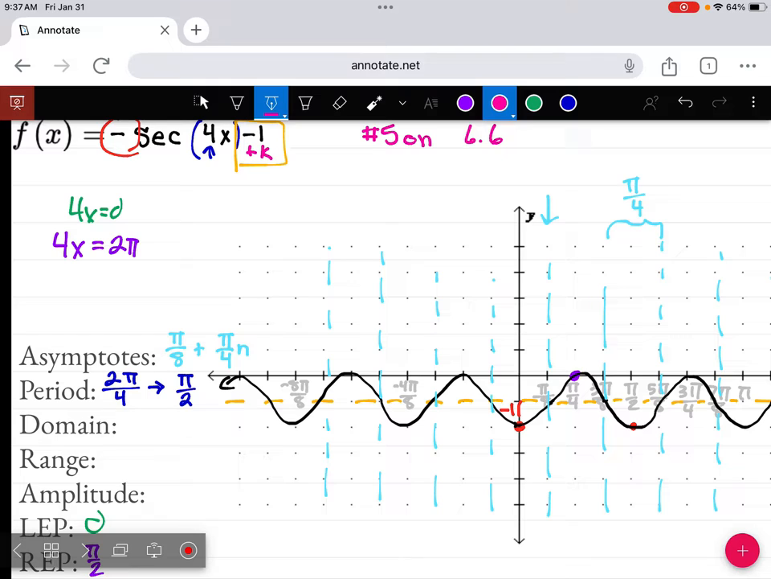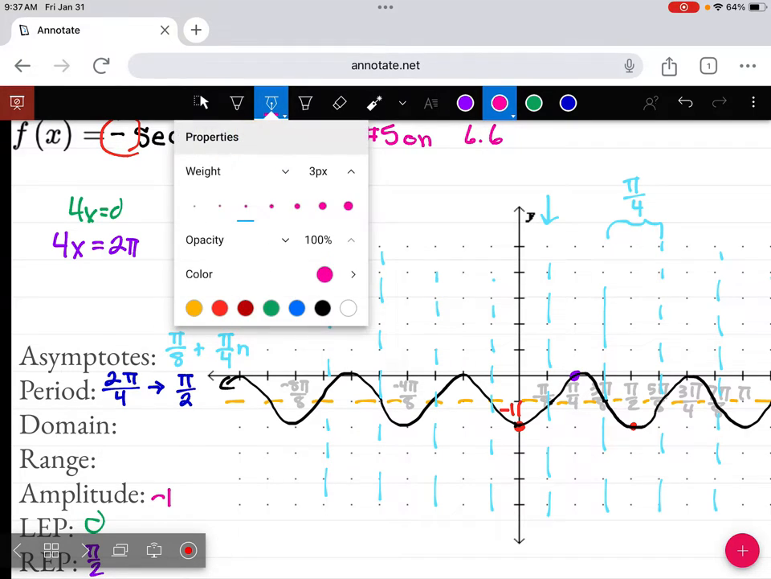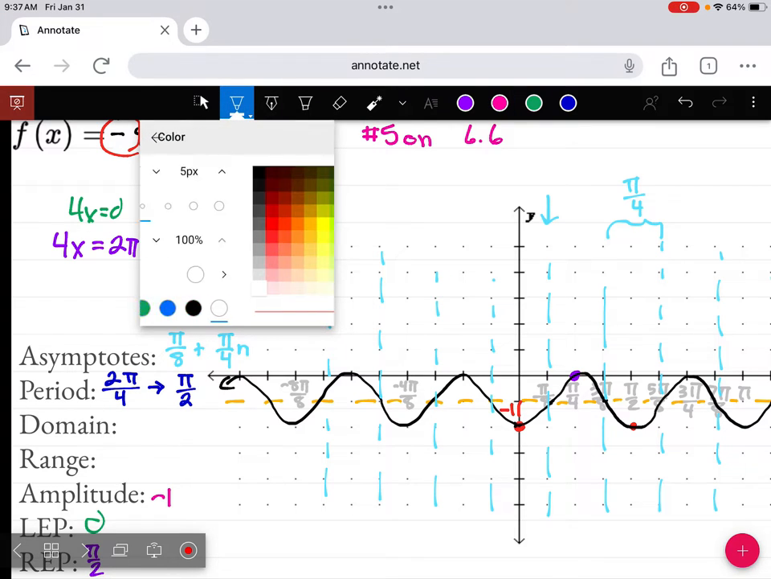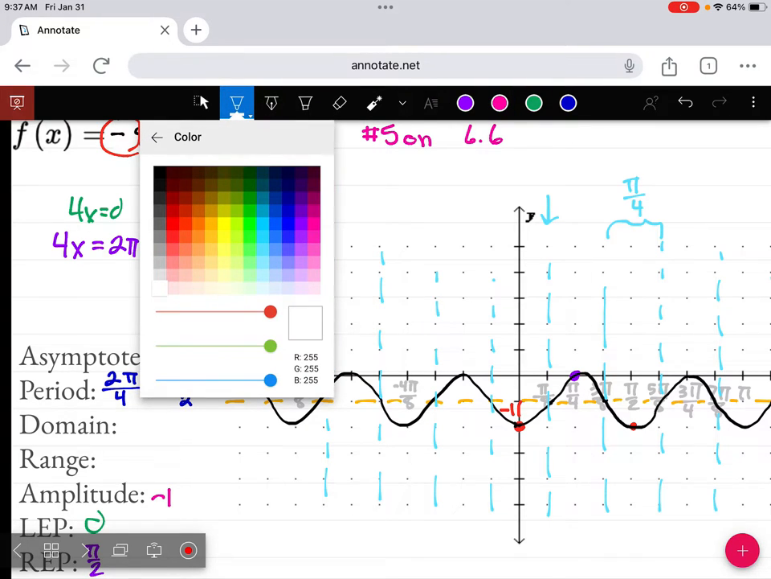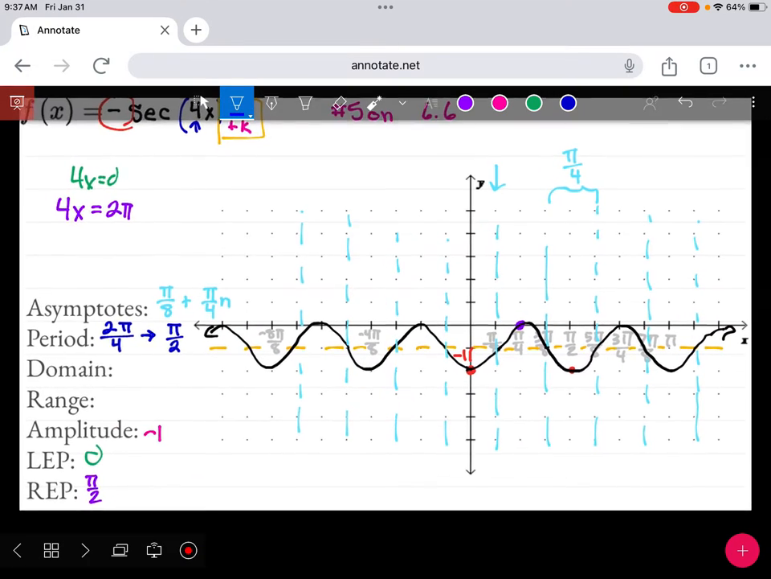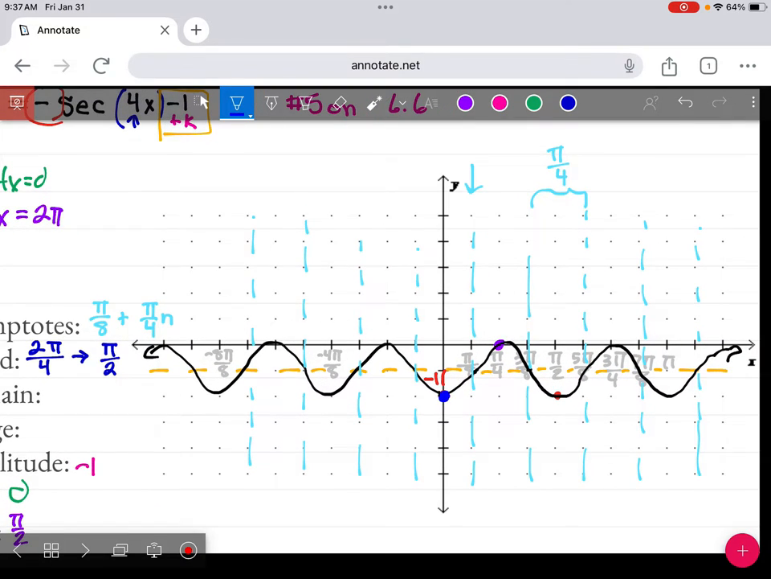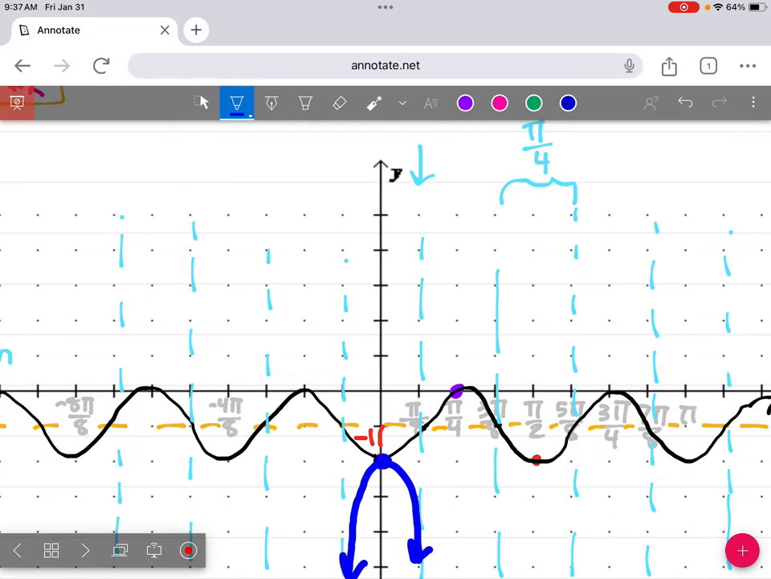Oh, I didn't put it on here. Our -1 was our amplitude. I didn't put it on there. From here, we can grab our graph. I already used the black one, so I'll do it in this dark blue. So our proper graph of our secant, we start at these endpoints and we approach our asymptotes. Start at these high points and approach our asymptotes.